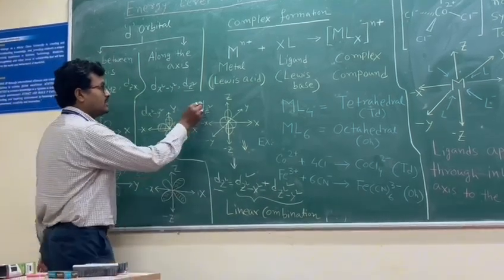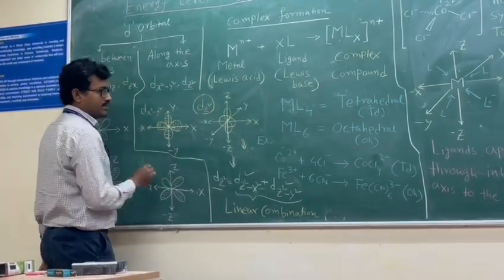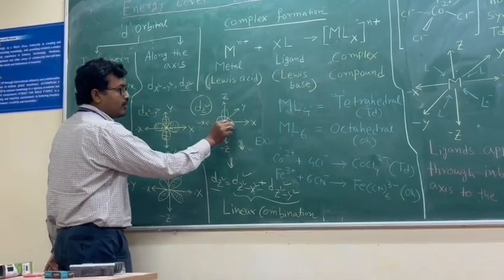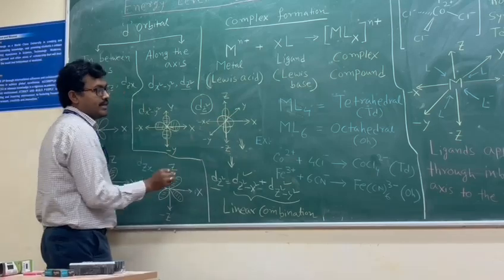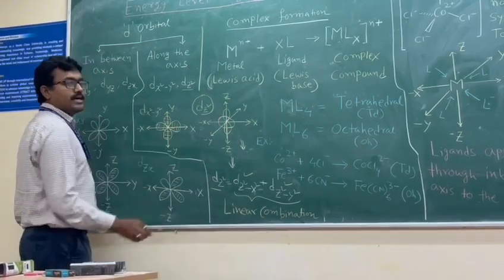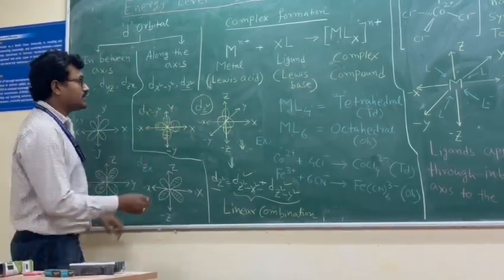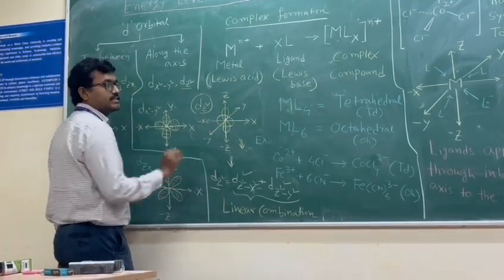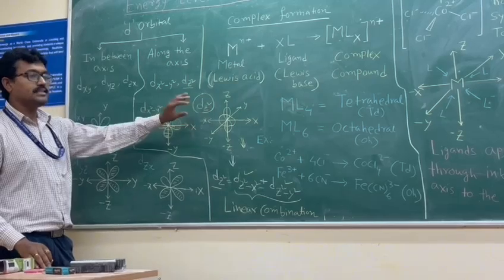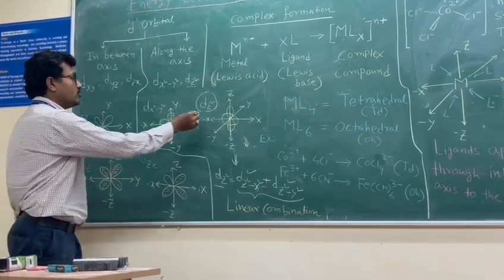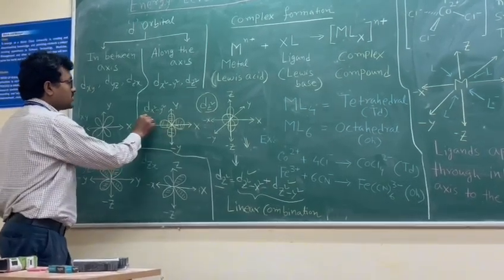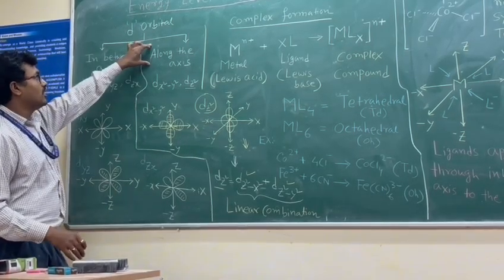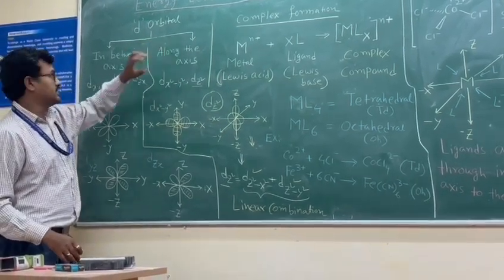So if we draw dz square d orbital, we will get one lobe along z axis and we will get another lobe along xy plane. It means electron present in dz square orbital is present along x axis, along y axis and along z axis. In all these three axes, electrons are present. Okay. So dz square and dx square minus y square, these two orbitals are coming under category of along the axis, right?